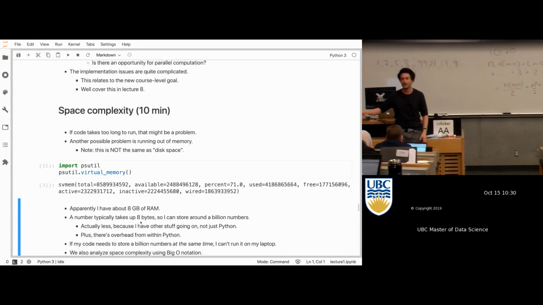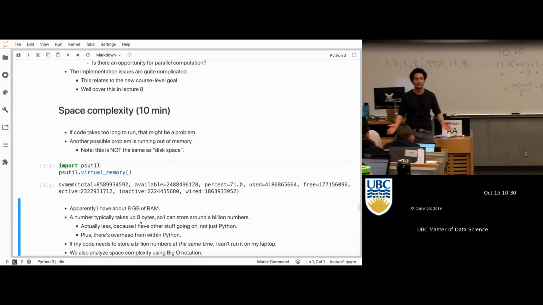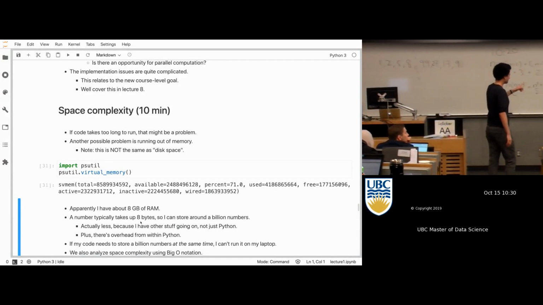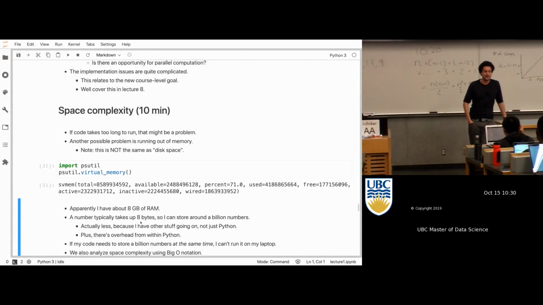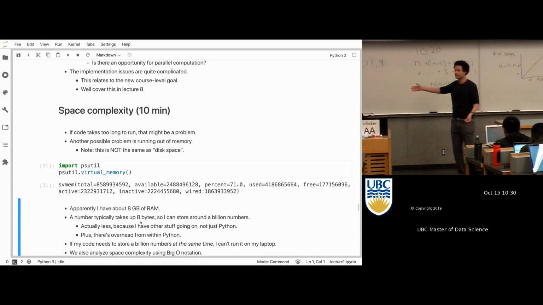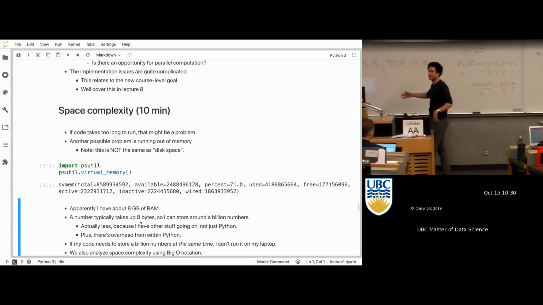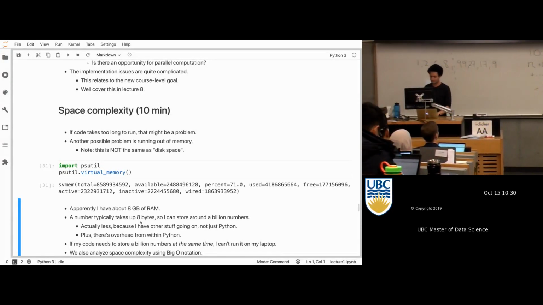We can say, if I double n, do my space requirements double? Do they stay the same? Do they go up 4 times, etc.? Also, even though I have 8 gigabytes of RAM on my laptop, that doesn't mean I can use all of them necessarily for what I'm doing, because I have other stuff going on, like the operating system, not just Python.